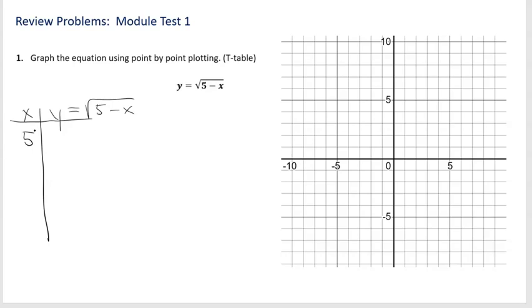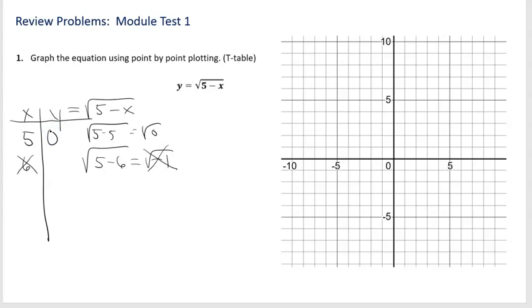Now, if I plug in, say, 6, notice I can't do that. So, let me show you why. You'd have the square root of 5 minus 6, which gives you the square root of -1, right? You can't have a negative under a square root and evaluate it and get a real number answer. So 6 is out. Oh, by the way, I never did plug in 5, did I? Let's do that. Square root of 5 minus 5 is the square root of 0, which is 0. We decided we can't plug in 6. The same thing is going to happen for 7, 8, 9, or 10.